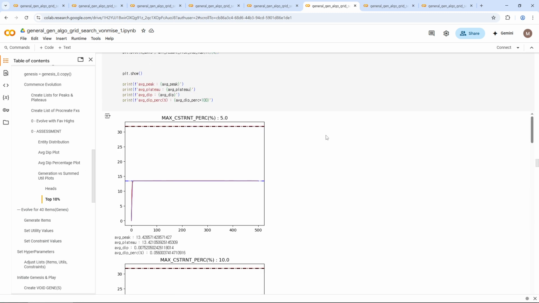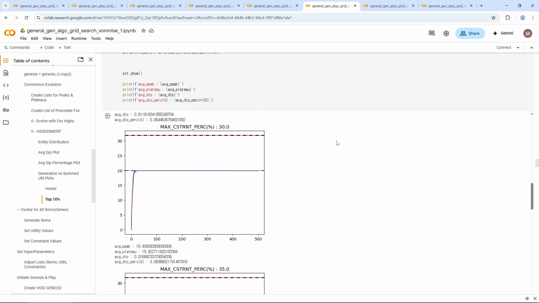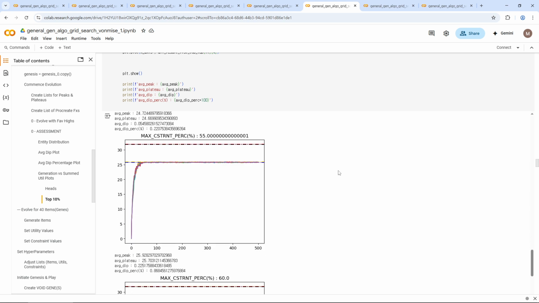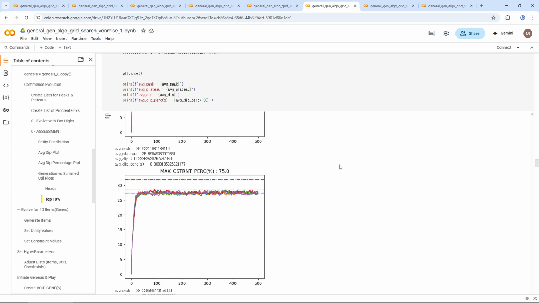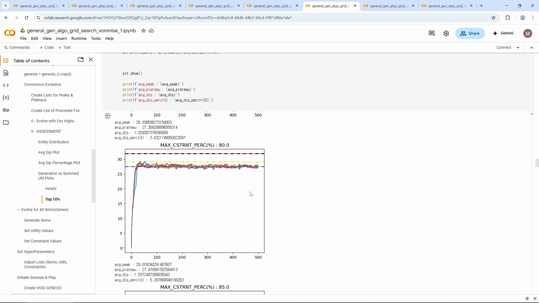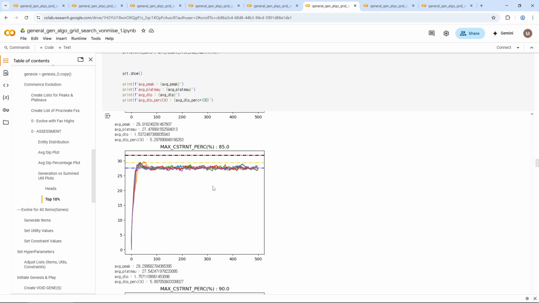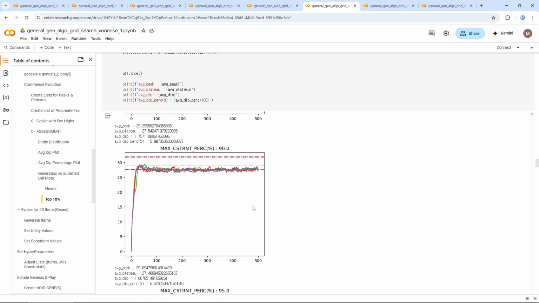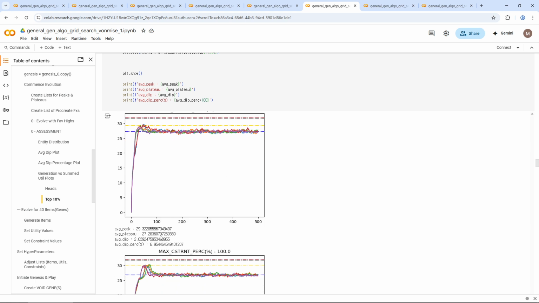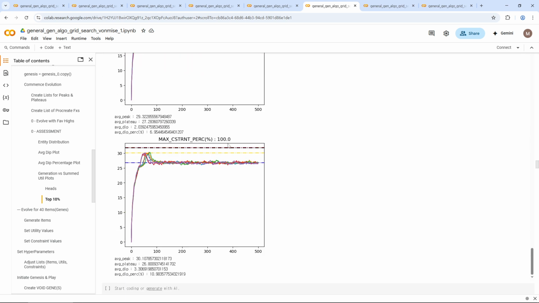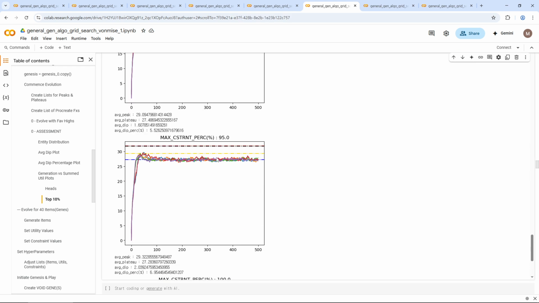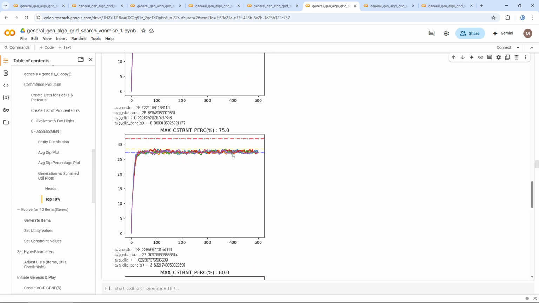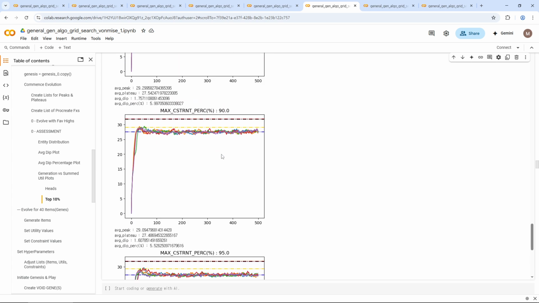Let's have a look at the top 10%. It's going to peak and plateau at 100% probably. At 80 we do that. 85 we do that. At 90 we do. At 95 we do. At 100% we do. But again, the plateau level kind of went down. It went up and then came down.